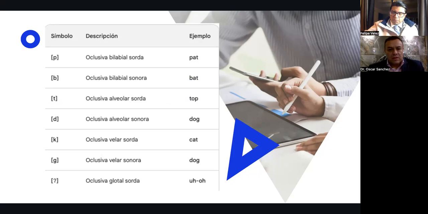Then we use the T symbol and we see the pronunciation, which is top. Again, top. Very good. Then we go with D sound. D. Very good. Then we use dog. Dog. Then we use K sound. Cat. Very good. Then we use G sound and we say dog.